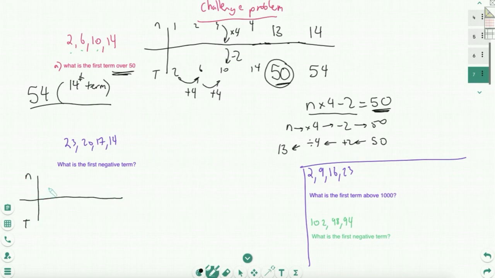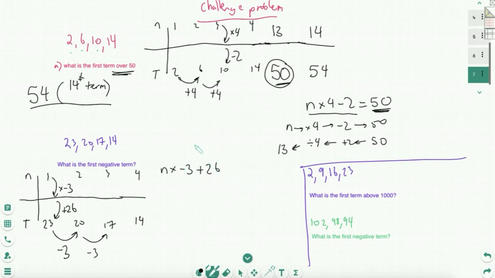n and T. The first term is 23. Second term is 20. Third term is 17. Fourth term is 14. This time I noticed that we're going backwards by 3: -3, -3. So it's going to be multiplied by -3. 1 multiplied by -3 is -3. To get from -3 to 23, we add 26. So our nth term is n times -3 plus 26.